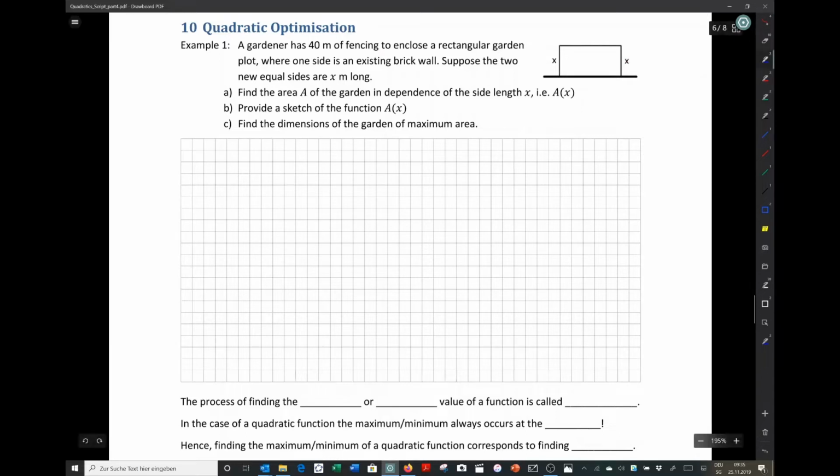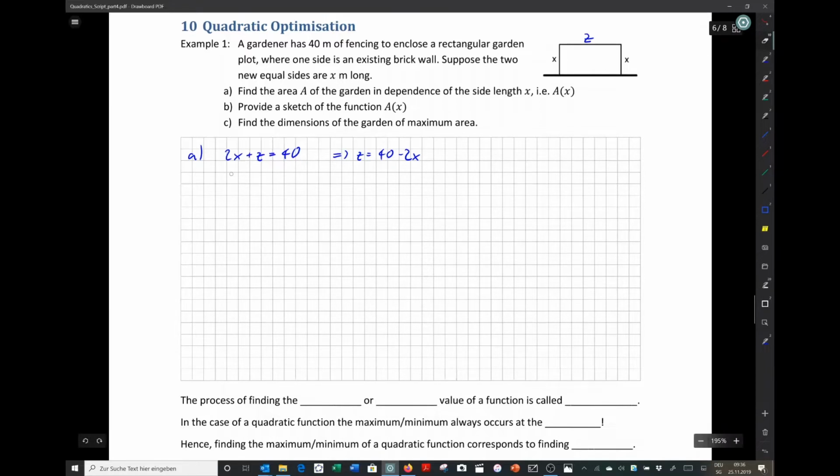Let us name the remaining side of the fence z, and we see that the relation between z and x is 2x plus z are the 40 meters of the fencing that we have. So we find z is 40 minus 2x, and let's not use the meters here.